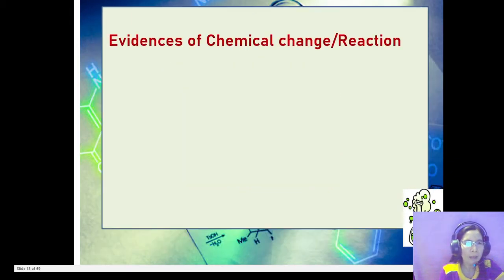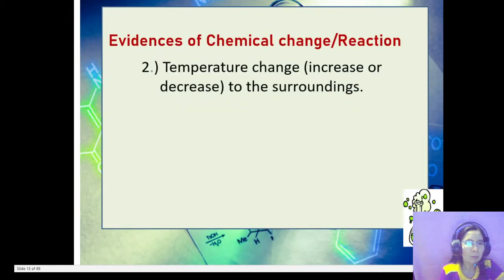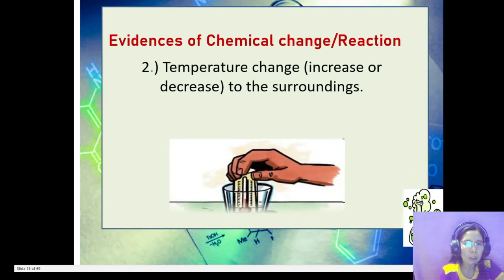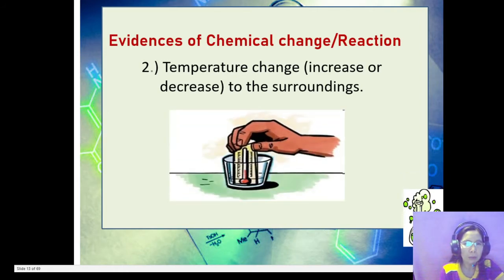How about the second evidence? Correct. Temperature change. If there is an increase or decrease in the temperature of the material, it shows that a chemical reaction is taking place on that particular object.